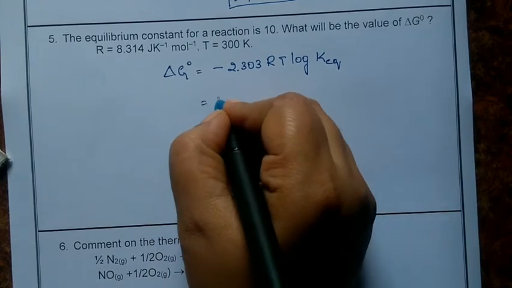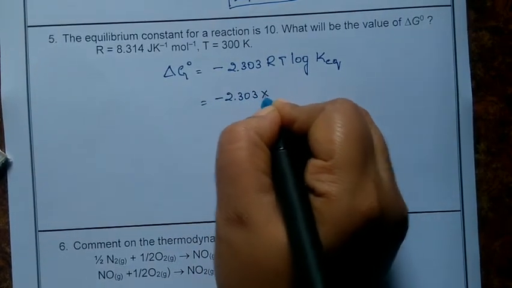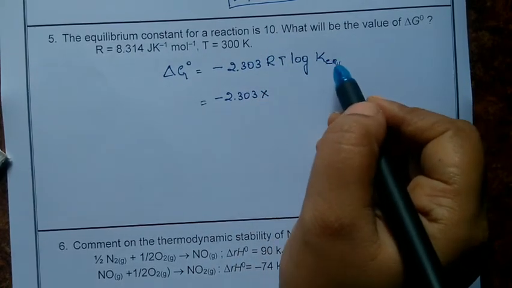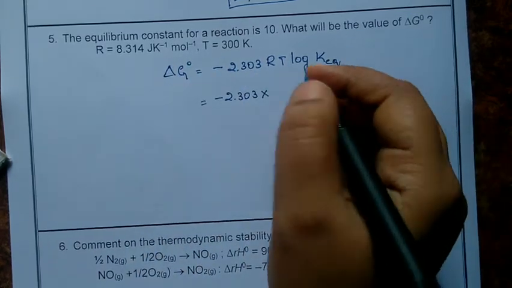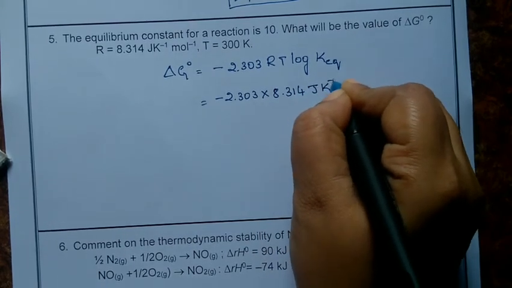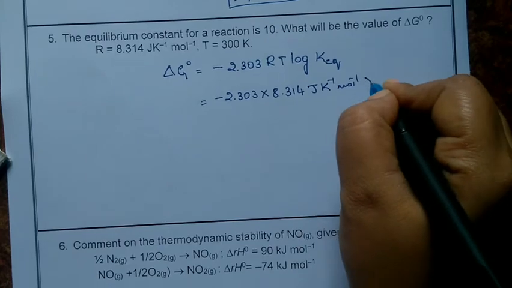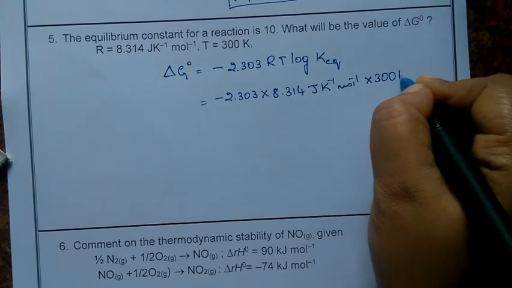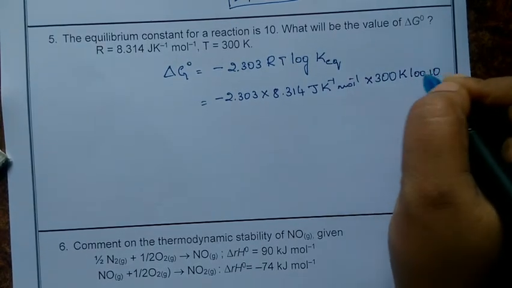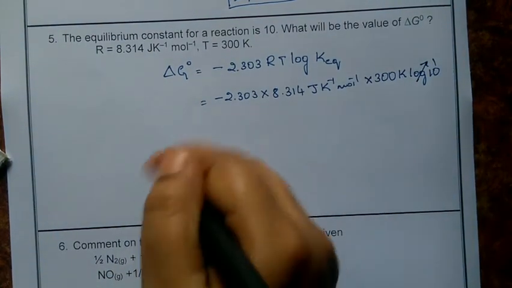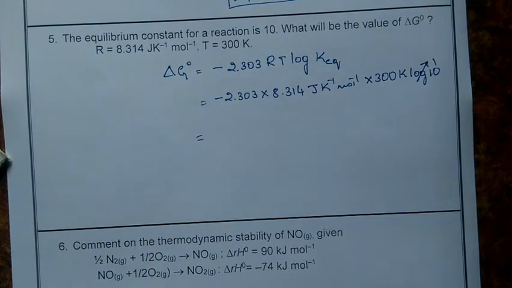So we'll start substituting 2.303 and the R value. The equilibrium constant K has no unit. R is already mentioned, it is 8.314 joule per Kelvin per mole, and the temperature they have given is 300 Kelvin. So it is 300 Kelvin log 10. We know that the log 10 value is 1. If you solve the remaining thing, you'll be getting the answer.